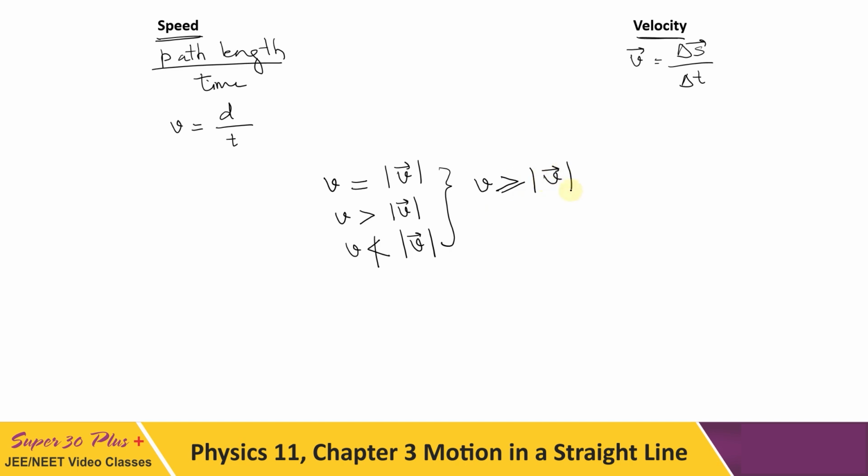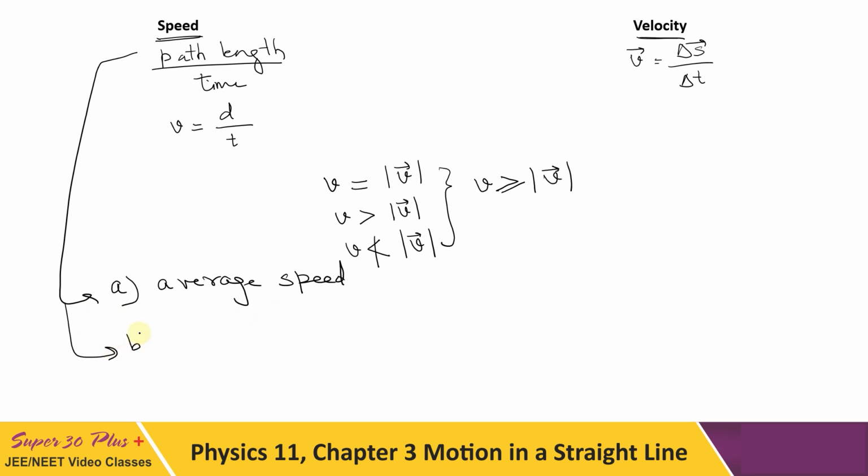Now I will introduce two more things. Speed can be categorized as average speed and instantaneous speed. One is average speed, the next is instantaneous speed. As the name suggests, what is average speed? Let us take one example, that you have started from point A. First you are going to B, the distance of which is 1 kilometer, and you are taking 10 minutes. From B to C, the distance is 2 kilometers and you are taking 15 minutes.